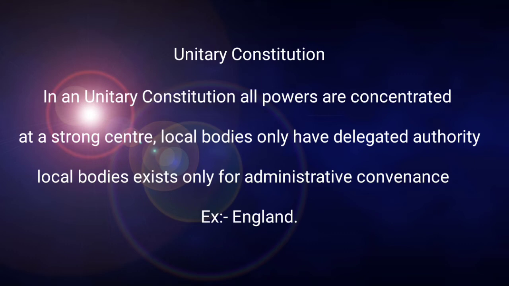But if we talk about distributed powers, then the example is India. In our constitution, under Schedule 7, we have three lists: state list, central list, as well as concurrent list. We can say union list, state list, and concurrent list. On the union list, only the central government can make the laws. On the aspects mentioned in the state list, only the state government can make the laws. On the concurrent list, both central and state governments can make the laws.